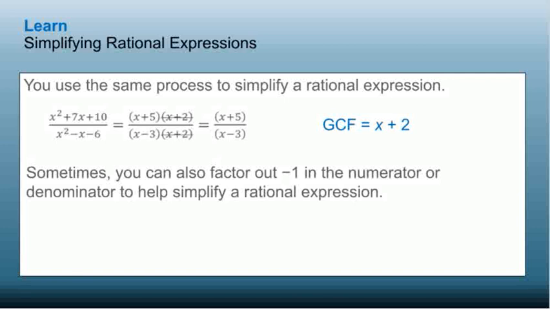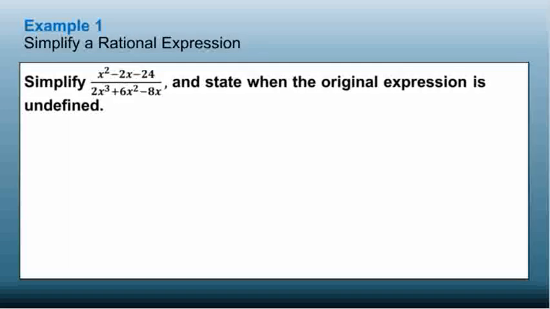Sometimes you can also factor out a -1 either in the numerator or in the denominator to help you simplify a rational expression. We'll see some of those examples in our lesson today. So example 1, we need to simplify this rational expression and then state when the original expression is undefined.